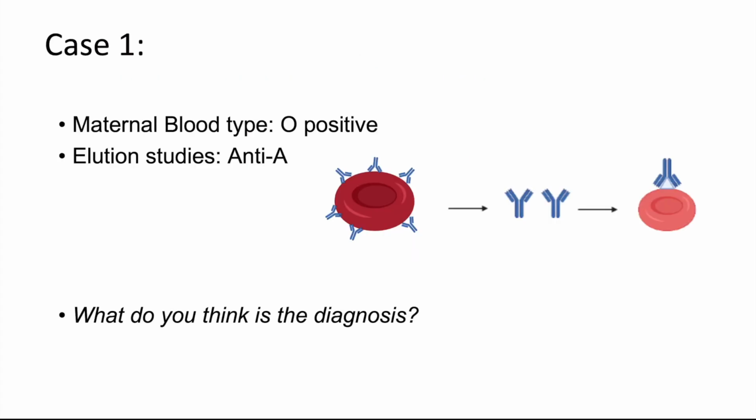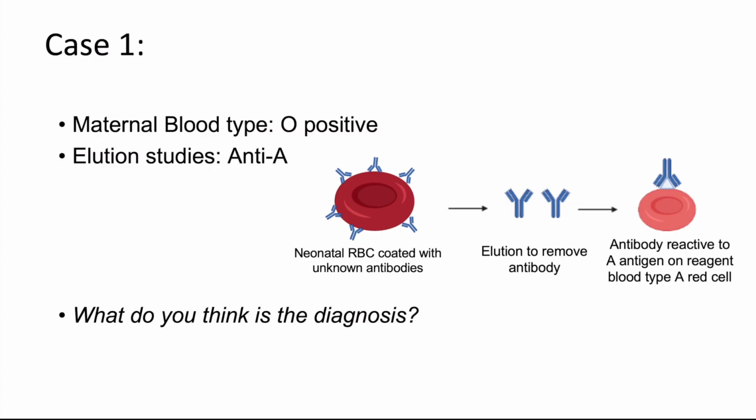So, additional info is mom's blood type is O positive, and then elution studies show that there's anti-A bound to the patient's red cells. So what does that mean? We take the neonate's red cells, they're coated with antibodies. We use acid to rip off that antibody and run it on A positive red cells and then it agglutinates.